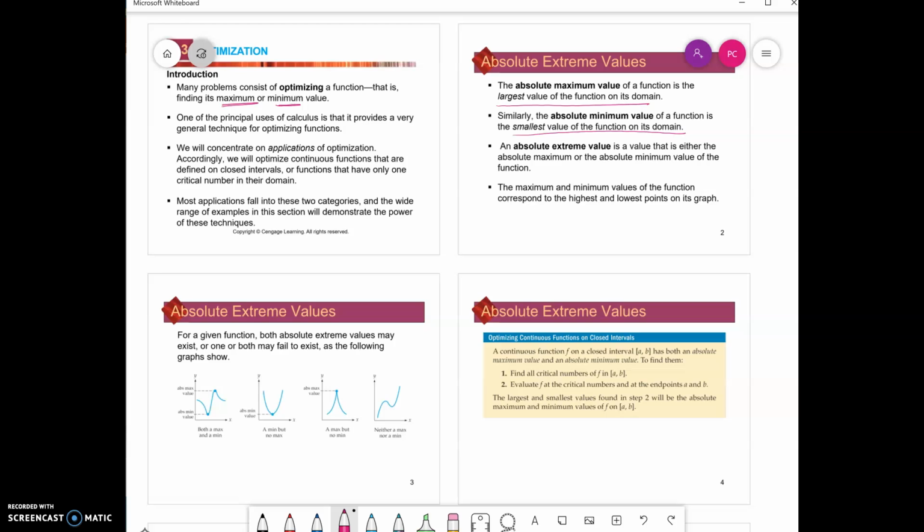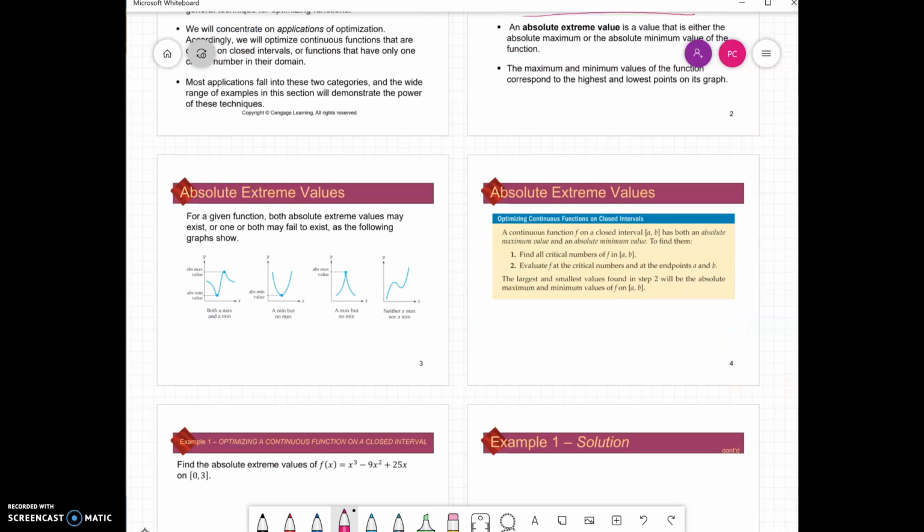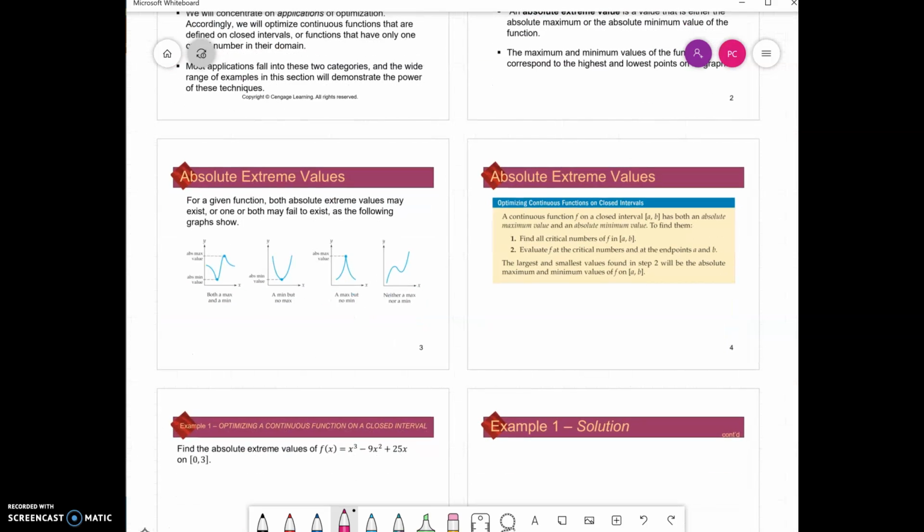All right, so the maximum and minimum values of the function correspond to the highest and lowest points on its graph. So we can also graph the function and find these. So if you look at slide 3, for a given function, both absolute extreme values may exist, or one or both may fail to exist, as the following graph shows.